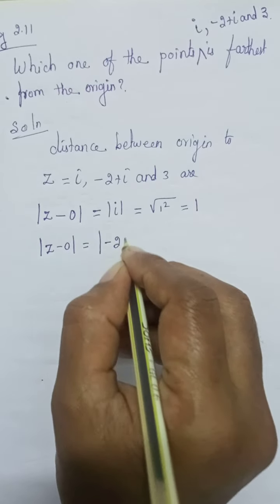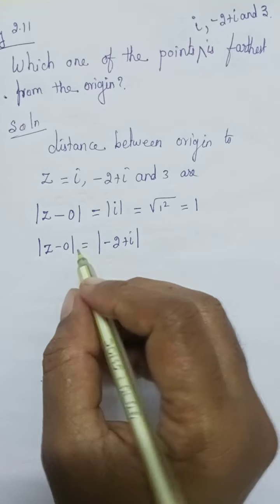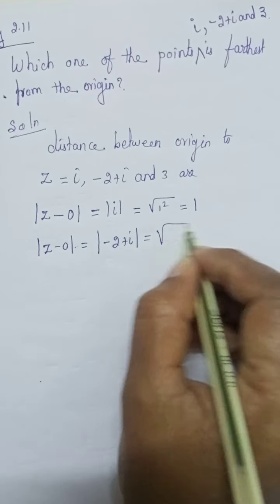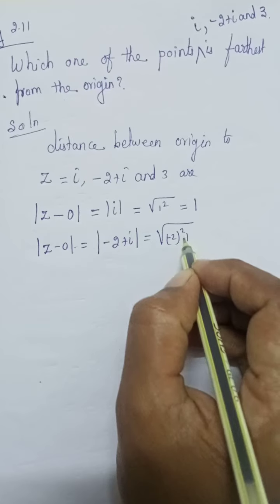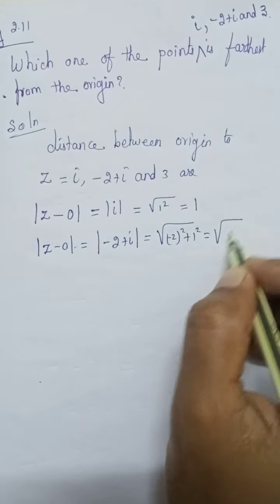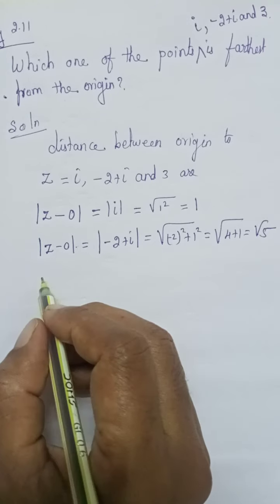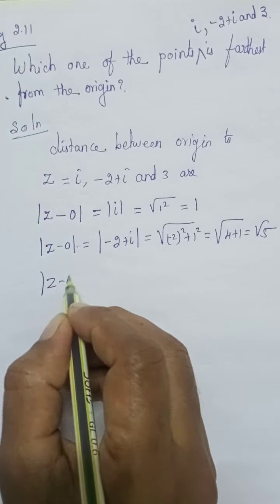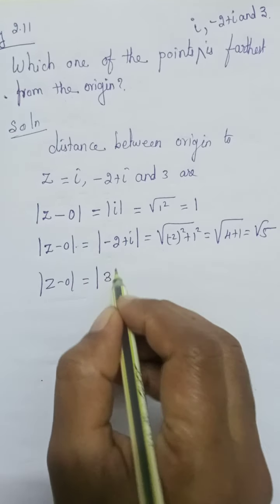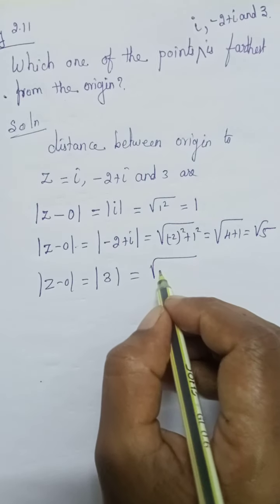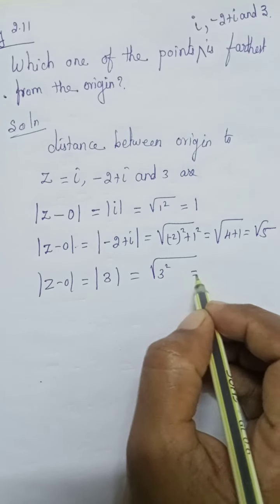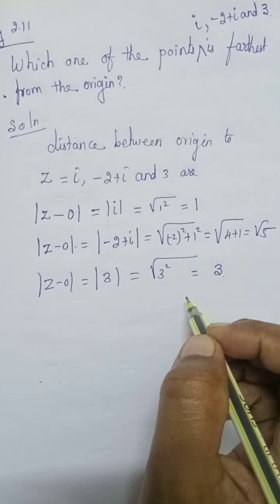Modulus of minus 2 plus i, the 0 we can leave, isn't it? Root of minus 2 the whole square plus 1 square, root 4 plus 1, that is root 5. The last value, that is modulus 3. Only the real part is there, that is root of 3 square, which is equal to 3.